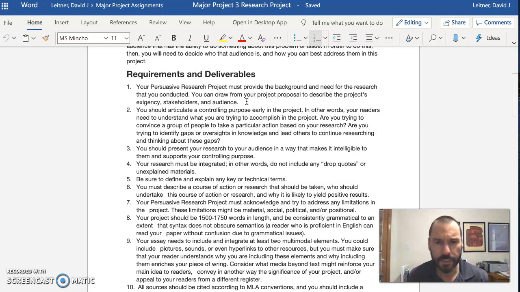3, you should present your research to your audience in a way that makes it intelligible to them and supports your controlling purpose. Okay, so this isn't going to really be a heading. This is more like something that the whole essay should do. So to give you an example here, if your audience is business people and your reasoning is something like, well, we need to do this because it's good for all these kids over here, or it's good for the environment, or it's good for something else. Well, some business people care about the environment, but in general, it's not the number one thing that business people are looking for.